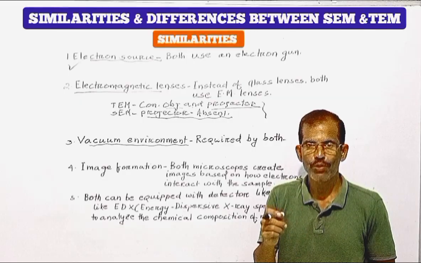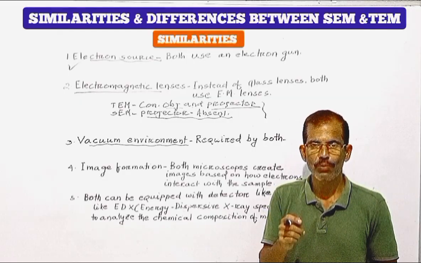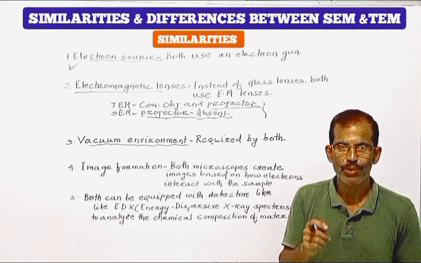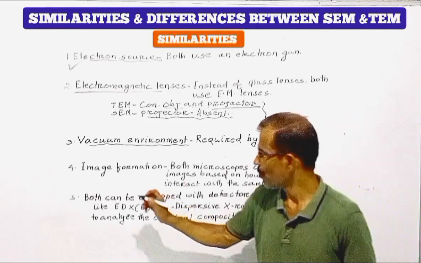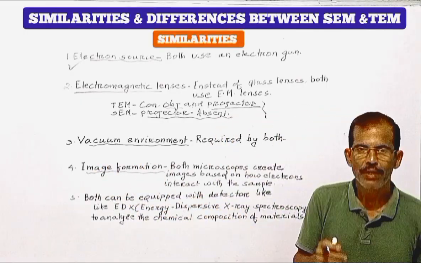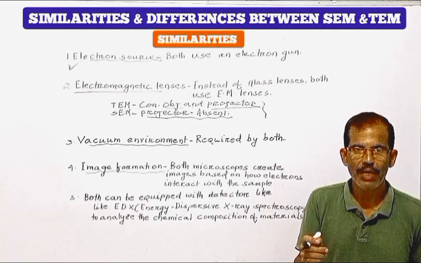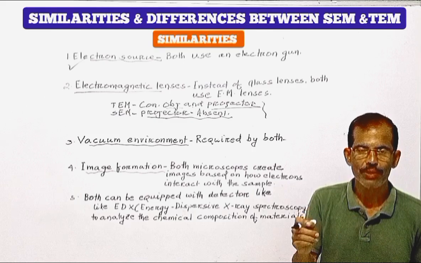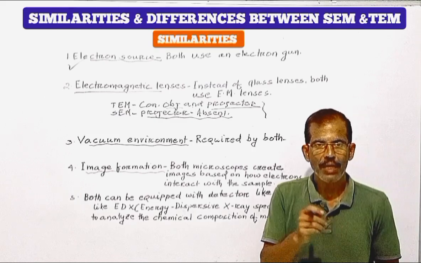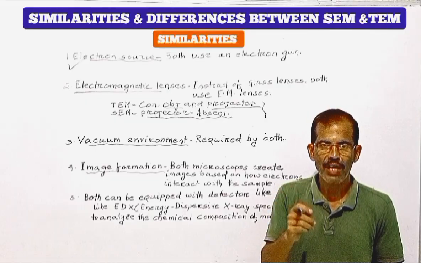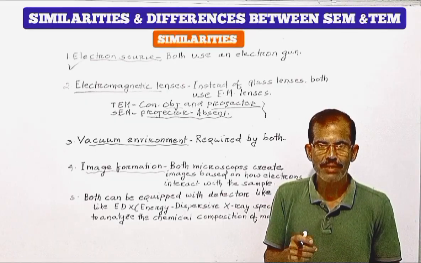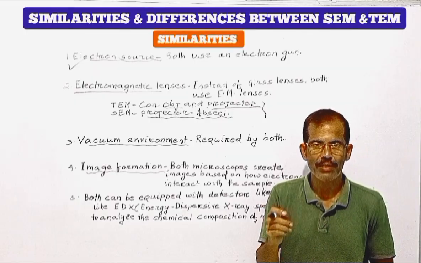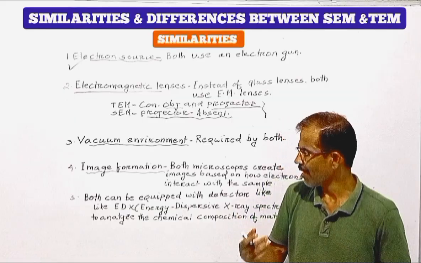And the atmospheric moisture that is present in the microscope column will quickly ruin the sample, thereby rendering the image formation impossible. Number four, image formation. In both SEM and TEM, image is formed based on how the electrons interact with the sample. In TEM, image is formed from the transmitted electrons. By contrast, in SEM, backscattered electrons and secondary electrons are used to generate the image.